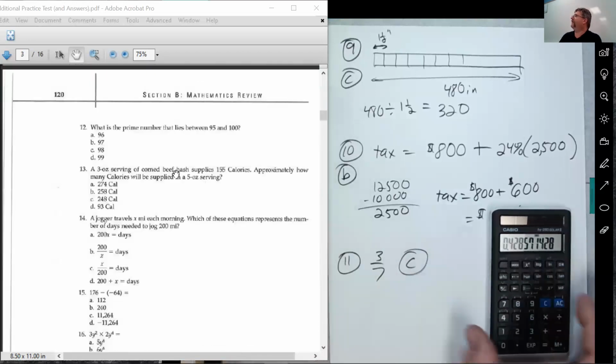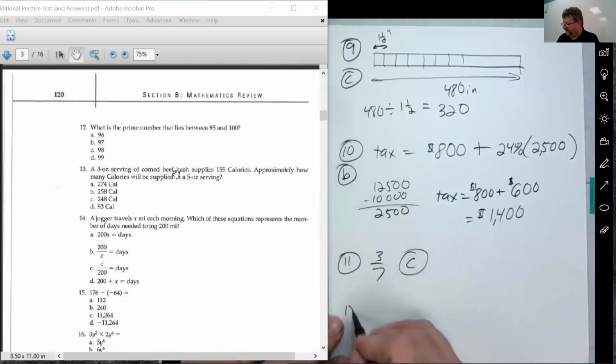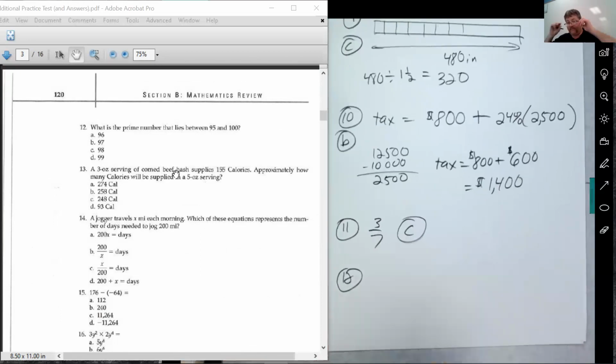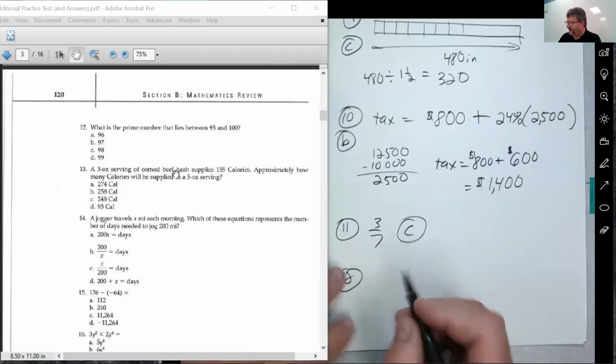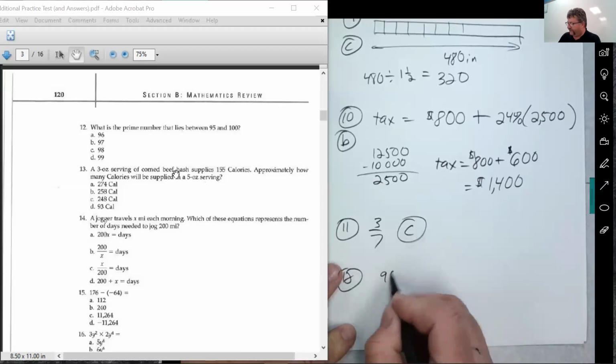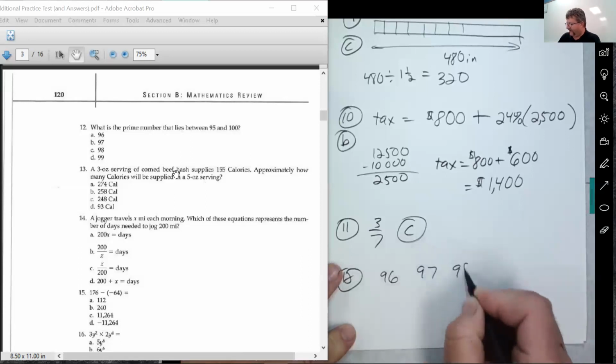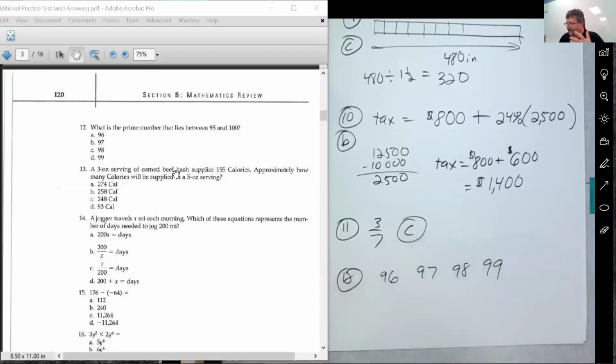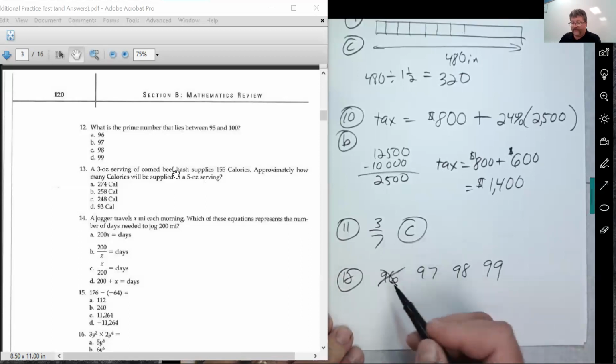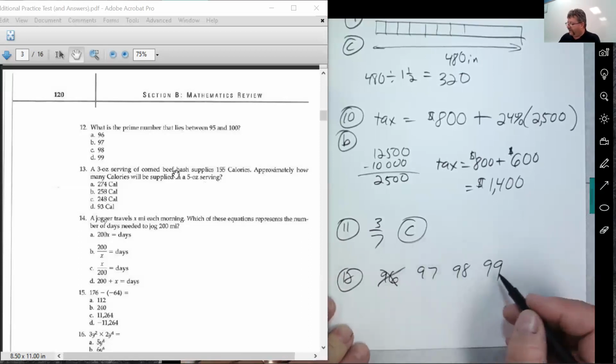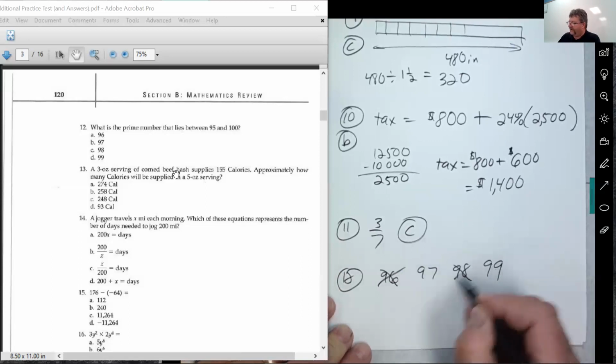All right, 12. Prime numbers. Okay, what's a prime number? It's a number that can't be factored other than by itself and 1. What is the prime number that lies between 95 and 100? So our choices are 96, 97, 98, and 99. Just think about can I break these numbers up? If it's an even number, I can always divide by 2 on an even number, right? So even numbers other than the number 2 are not prime. So I can throw away the even numbers.